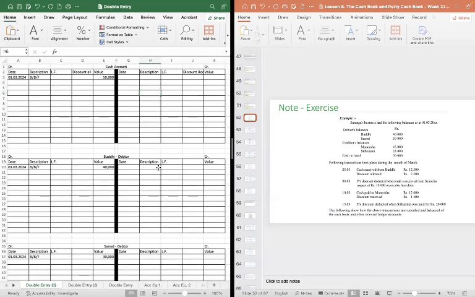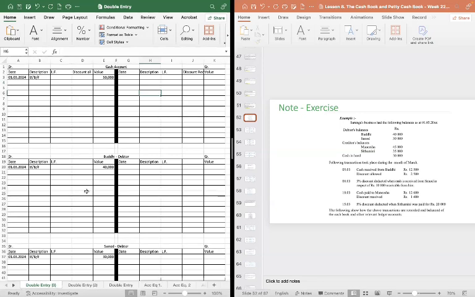The discounts allowed column is only for the cash book. For the others we don't add a discounts allowed column. This discounts allowed is a memorandum column. It's a memorandum column and it's only applicable to the cash book. So we record it only in the cash book.